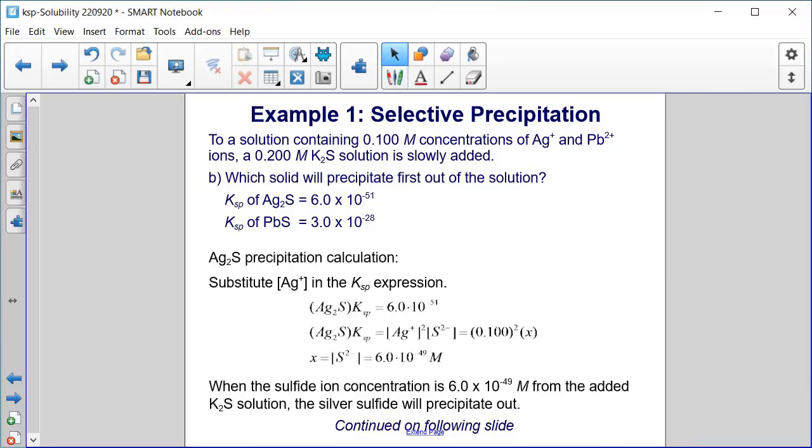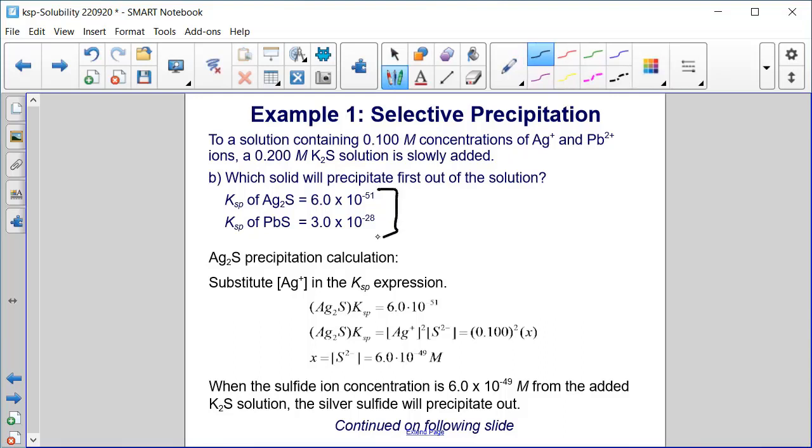Okay, in part B, we're asked which solid will precipitate first out of the solution, and we're given these two KSP values. So let's first do the precipitation calculation for the silver sulfide. Into the KSP expression, we know the concentration of the silver as 0.1 molar, given in the original problem. It would be 0.1 squared, given the KSP expression. And then we don't know the concentration of the sulfide, so I've just put X for that. And I set it equal to the KSP value of 6.0 times 10 to the minus 51.